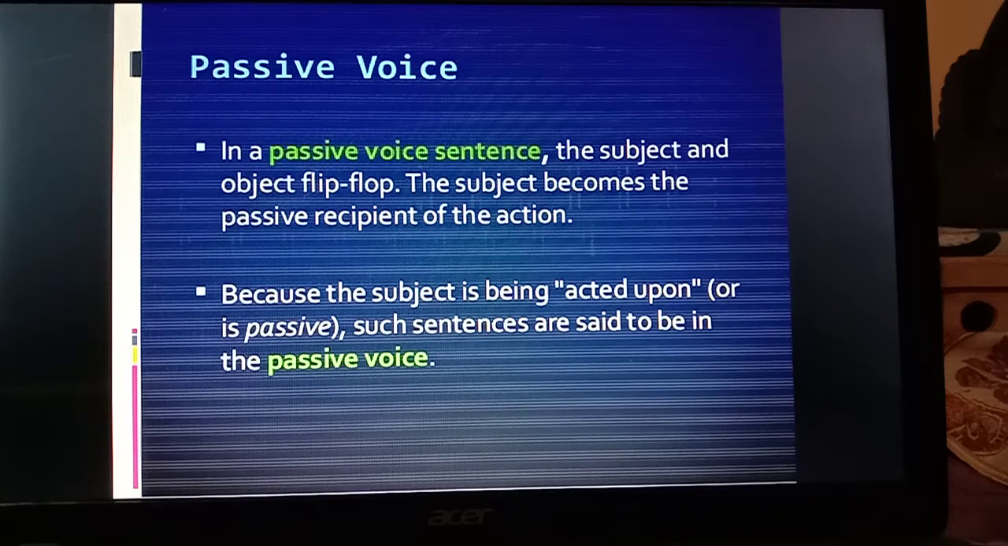Now see what is passive voice. In a passive voice sentence, the subject and object flip-flop, means they are interchanged with each other. The subject becomes the passive recipient of the action, means the object takes the place of the subject and it becomes passive there. Because the subject is being acted upon or is passive, such sentences are said to be in the passive voice. Means in passive voice the subject remains passive, he does nothing, rather the object is shown acting upon him.